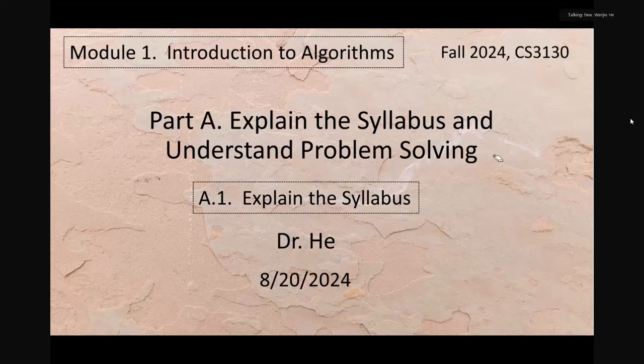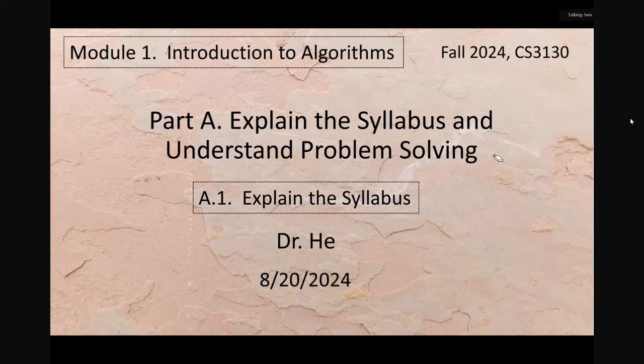Module 1, Introduction to Algorithms. In this class, we will have 5 modules. Module 1, 2, 3, 4, 5. So the first one here. In each module, we have several parts. Module 1, we have part A, B, C, D. So 4 classes in module 1. Part A, explain the syllabus and understand problem solving.